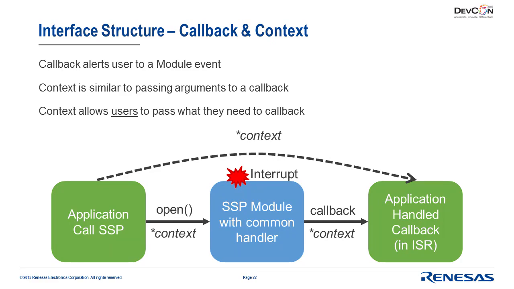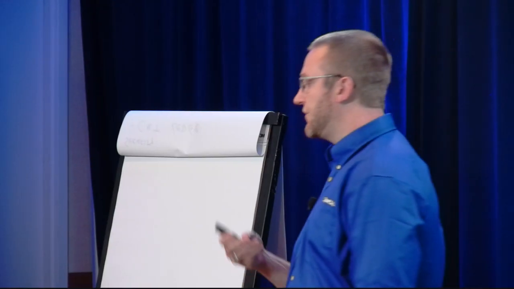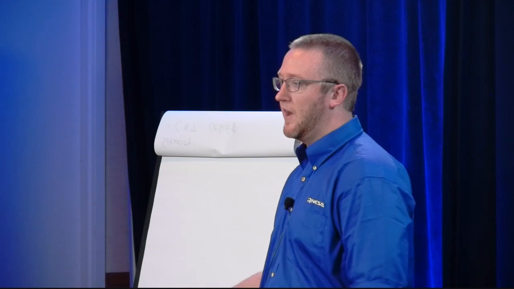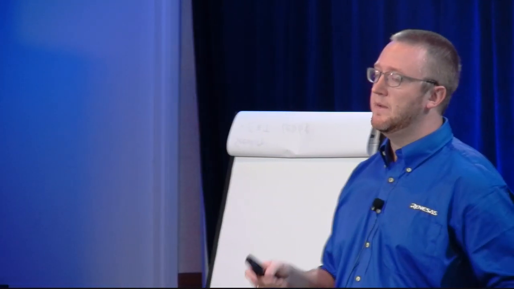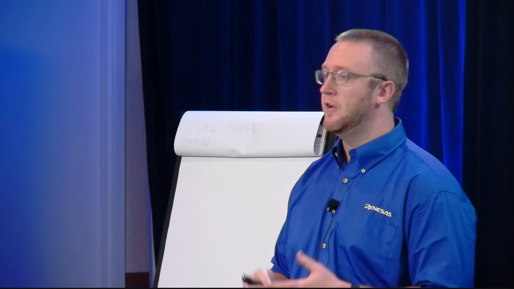So callbacks alert users to a module event. Like I was talking about earlier, about blocking and non-blocking, almost all SSP modules, in fact I believe all of them, are non-blocking, which means you're going to start an operation, it's going to return immediately to the user, and you can continue doing work while the operation finishes in the background. Now, with that being the case, the application has to have some way of knowing that the operation completed. How do you do that?